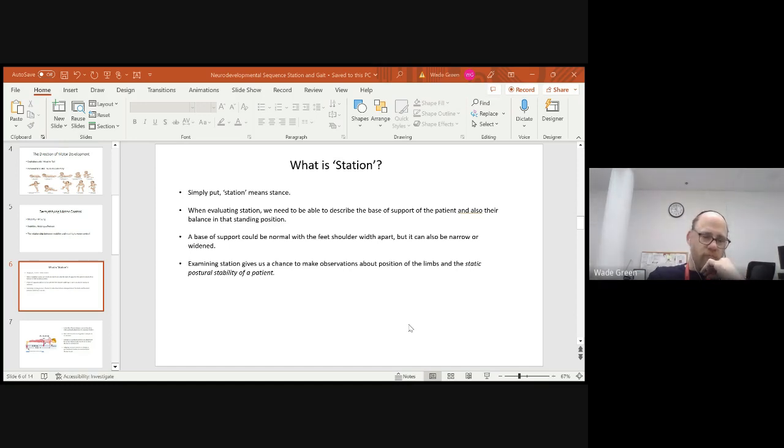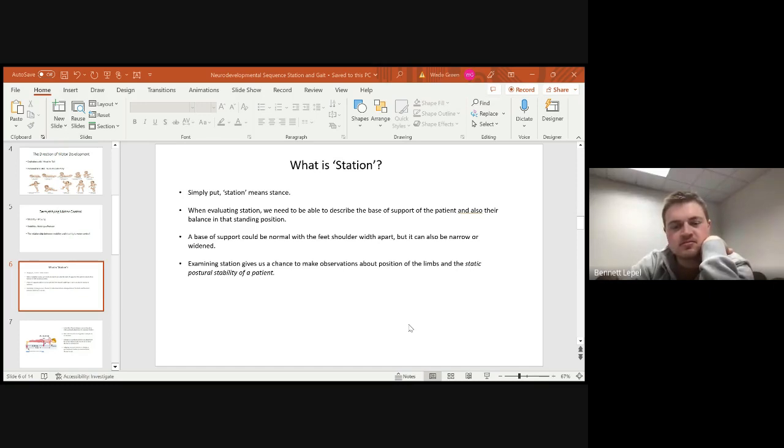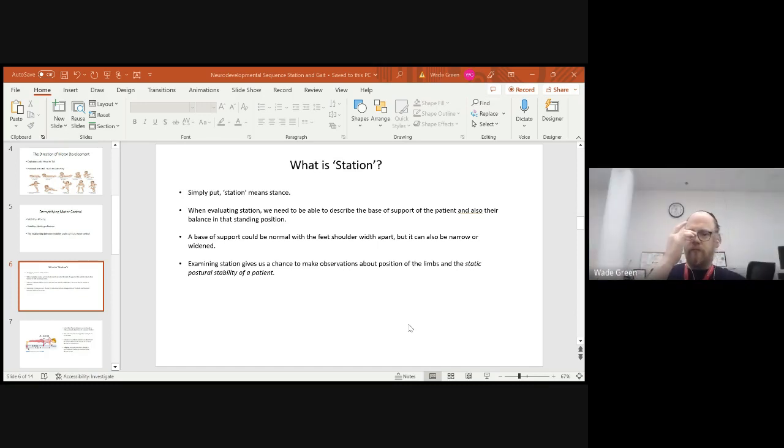They're going to widen their base to keep from falling over. Absolutely. Nice job. So ultimately, that posture and that stability serves almost like a neurological vital sign for us. It definitely gives us a window into the patient's functional status.